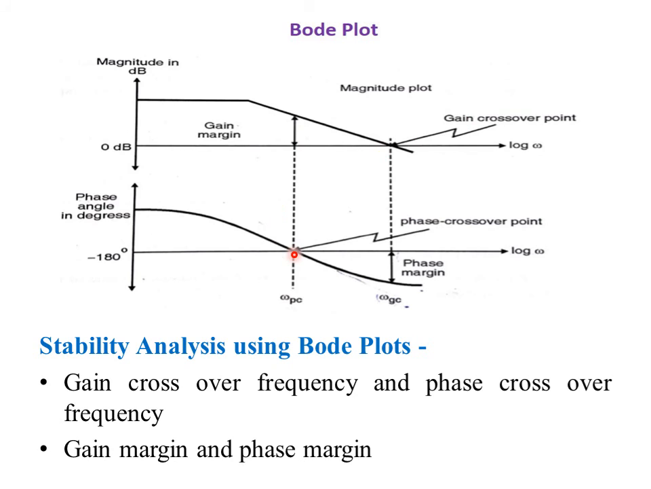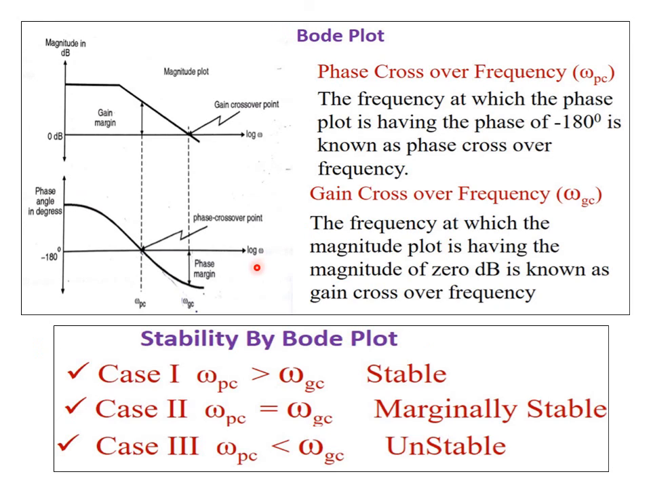At this location we have this magnitude, and at this point we have this magnitude, so that becomes the phase margin, and that becomes the gain margin. Depending upon these two things, we can judge the stability of the system. For the stability analysis using the Bode plot, we require the gain crossover frequency and phase crossover frequency, and again the gain margin and phase margin. From these four parameters, we can judge the stability of the system. At the gain crossover point this is the phase margin, at the phase crossover point this is the gain margin.